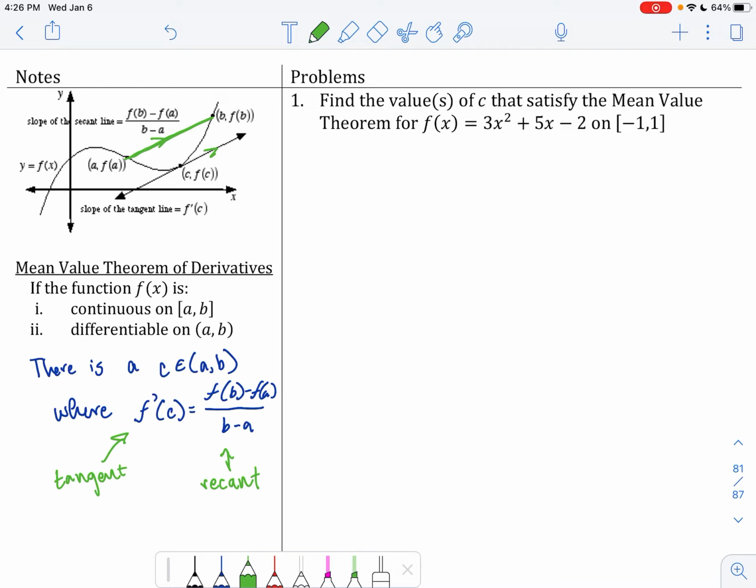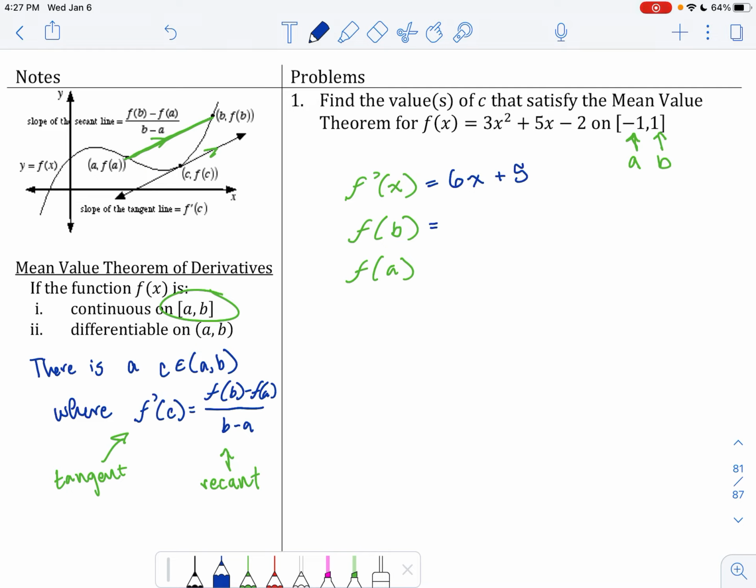So that means that this is our a value and this is our b value, right? We're talking about the interval there. So the first thing that we want to do is we've got this formula here, and it's going to be helpful to find f prime of x. We also want to find f of a and f of b of the original function. So for f of x, we have a polynomial here, so we can use the power rule. So f prime of x is 6x to the first, or 6x plus 5.